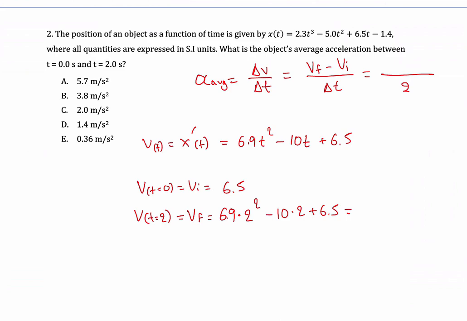If I'm not mistaken, this is 14.1 meters per second. And we can replace them in the expression for the average acceleration: 14.1 minus 6.5, and then divide by 2. So the result will be 3.8 meters per second. And this is acceleration, it should be meters per second squared.